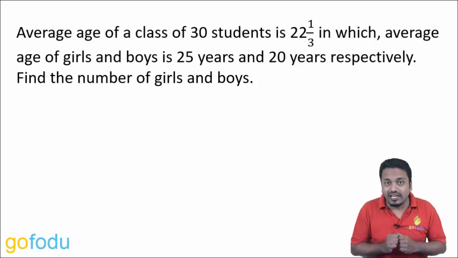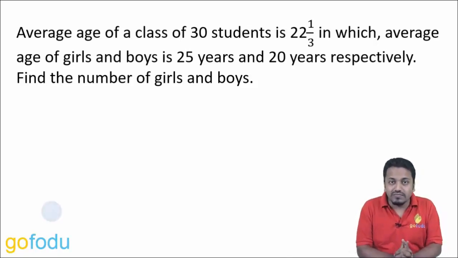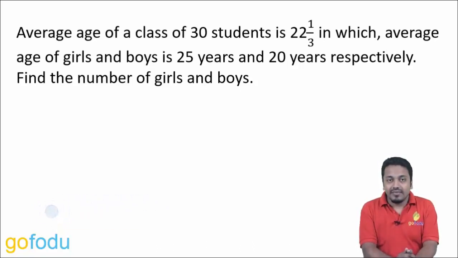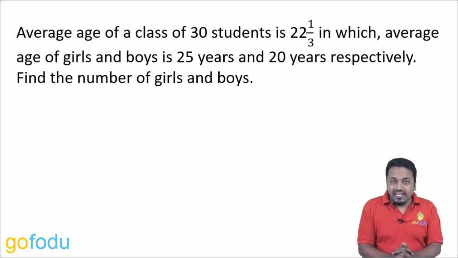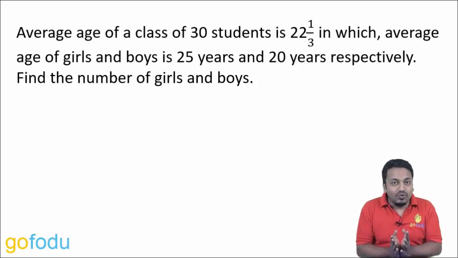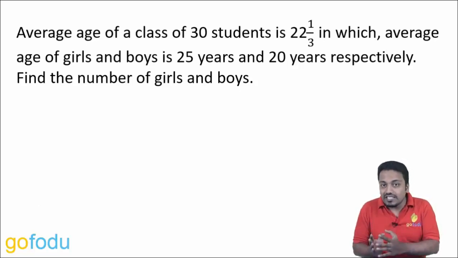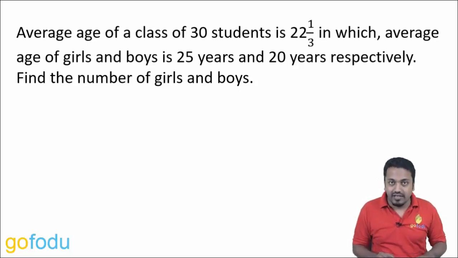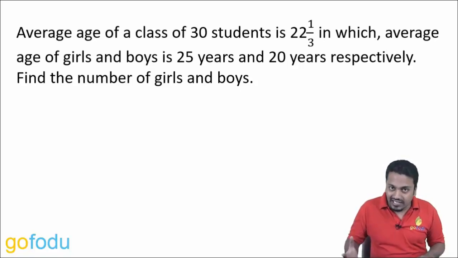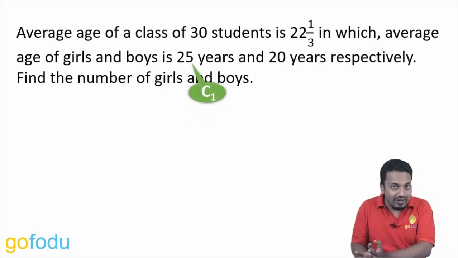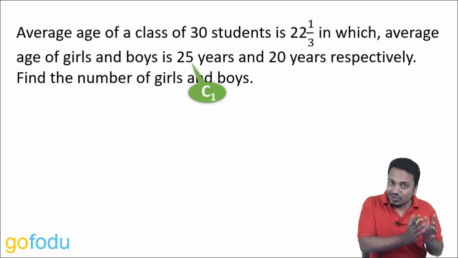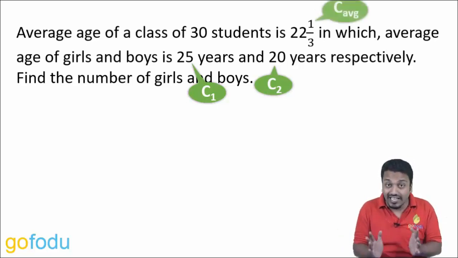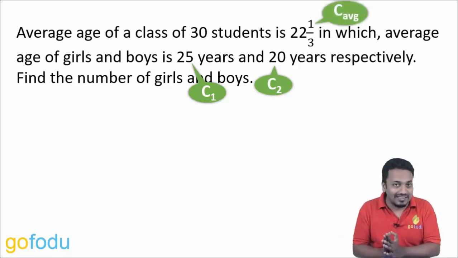For example, here we have same question again in different words. Pause and go through it. Average age of a class of 30 students is 22 1/3, in which average age of girls and boys is 25 years and 20 years respectively. So we can spot first group as girls with the group's average C1 as 25 and second group is of boys with group's average C2 as 20 years. Overall average of the class C average is given as 22 1/3.